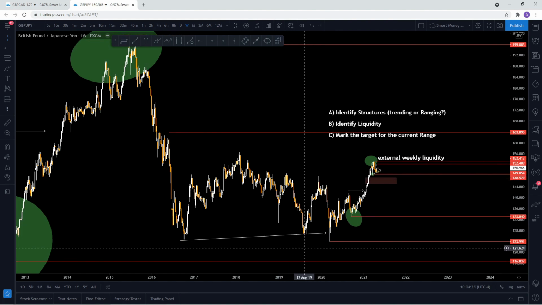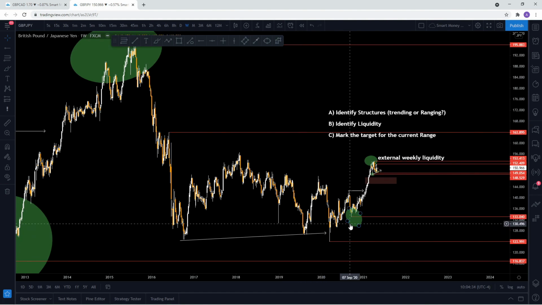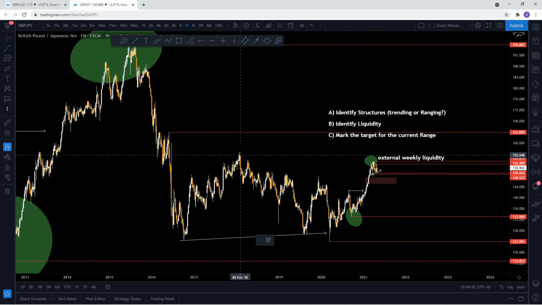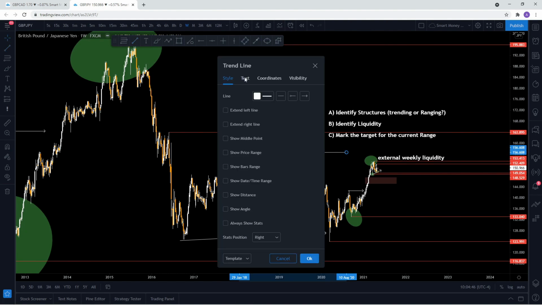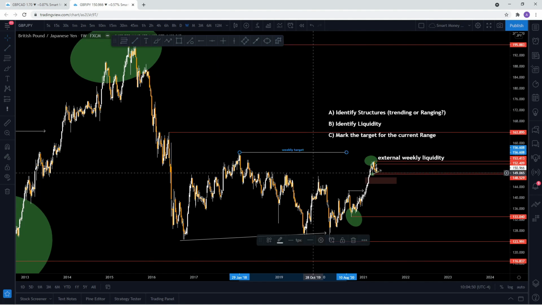Now that we are coming from taking liquidity on the sell side, which one do you think is the next logical pool of liquidity that price is going to target? Well, if price has come from taking a sell side liquidity and breaking to the upside, the next logical pool of liquidity is going to be this high here. So this is going to be our weekly target. So price is going to continue being bullish until we hit this weekly target.